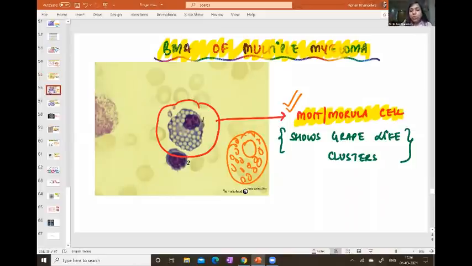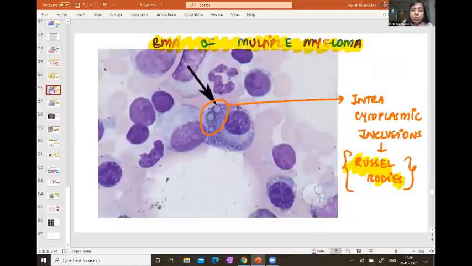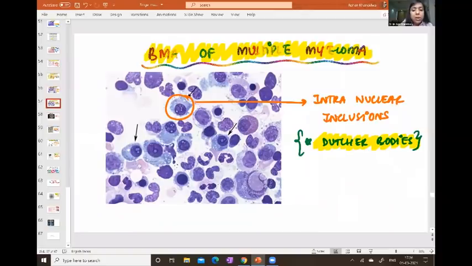Then what we also see are certain inclusions in the cytoplasm. Can you see these inclusions in the cytoplasm? What are these? These are called Russell bodies. So another thing, Russell bodies are seen in multiple myeloma. Here what I see is intranuclear inclusions. You can see inclusions in the nucleus. So what are these? These are Dutcher bodies, right? So what is the aspirate of multiple myeloma going to show? Mott cell, Russell bodies, Dutcher bodies, right?